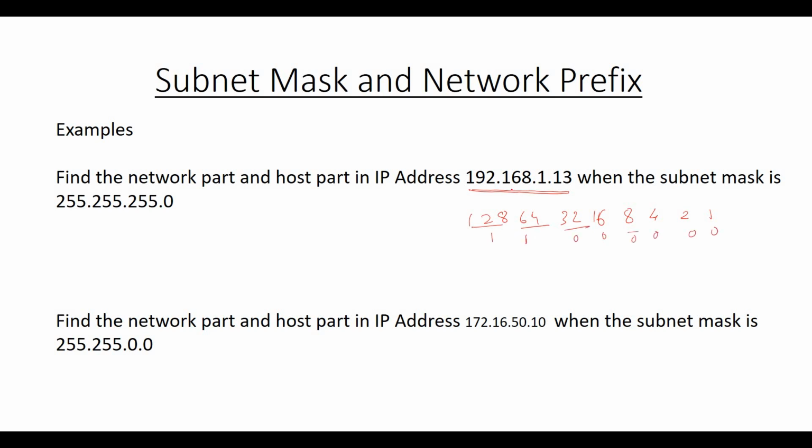Next, 168 will be obtained by adding 128, 32 and 8. Let me put zeros for the remaining. Similarly, 1 will be obtained by putting all zeros except for 1. And 13 will be obtained by adding 8, 4 and 1. So for the remaining, let me put zeros.